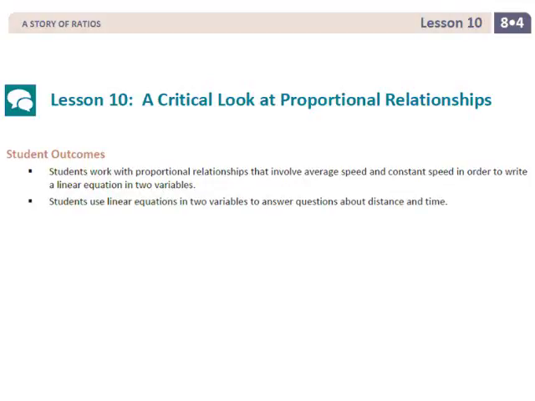This is Mrs. Zappia with Lesson 10, a critical look at proportional relationships. Student outcomes for this lesson: Students work with proportional relationships that involve average speed and constant speed in order to write a linear equation in two variables. Students use linear equations in two variables to answer questions about distance and time.